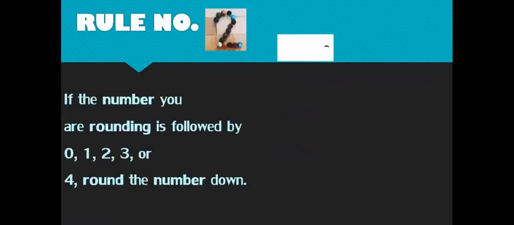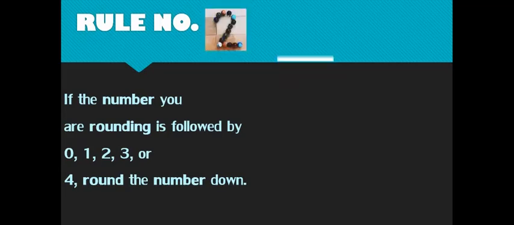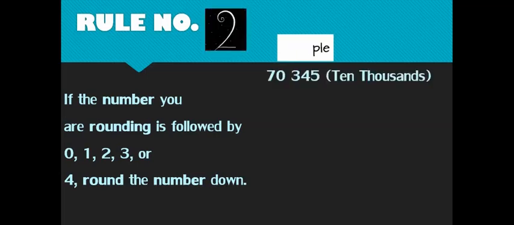Now let's proceed to our rule number 2. If the number you are rounding is followed by 0, 1, 2, 3, or 4, round the number down. So for us to understand it clearly, I have here an example. 70,345, we're going to round it off to the nearest 10,000. So who is in the 10,000s place? It is the digit 7.